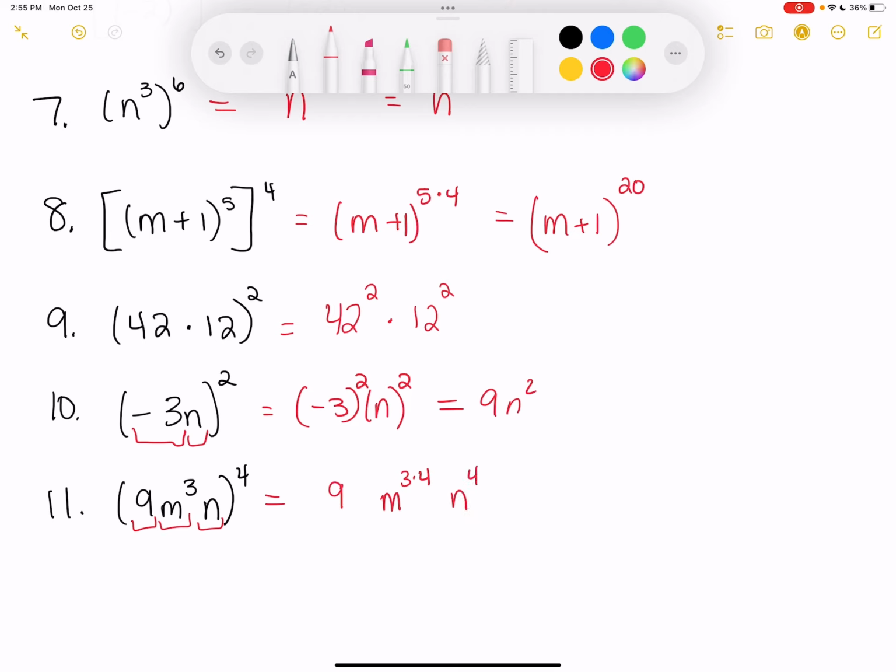And don't forget, and maybe this was what you were trying to say, that the 9 also gets a 4 on it as well. It goes to both pieces, and then you were right. This could have been written as 9 to the 4th, and then m to the 3 raised to the 4th, and then n to the 4th. But you went ahead and just told me that we're multiplying, which is fine. This is just another way to have written it to start with, an alternate starting point.